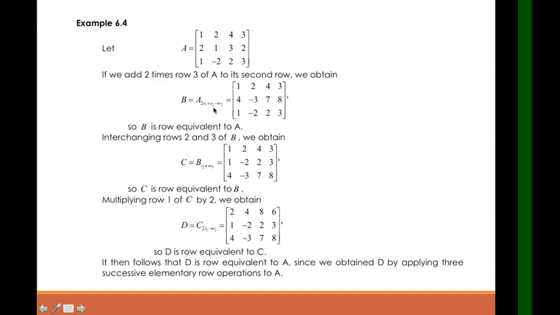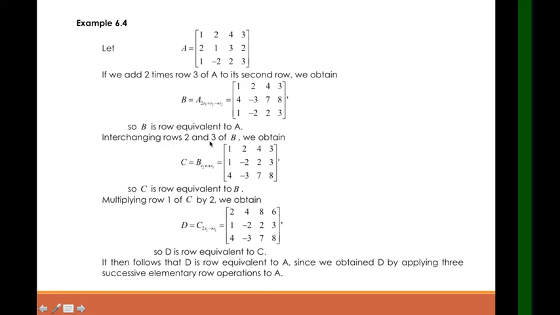Okay, I hope nakikita siya, though medyo maliit siya sa screen. So, we have 2 times negative 2 is negative 4 plus 1 is negative 3, and 2 times 2 is 4 plus 3 is 7. 2 times 3 is 6 plus 2 is 8. So, this is the new value of row number 2 that we got from A. But still, they are equivalent because these matrices originally came from A. So, B is row equivalent to A.